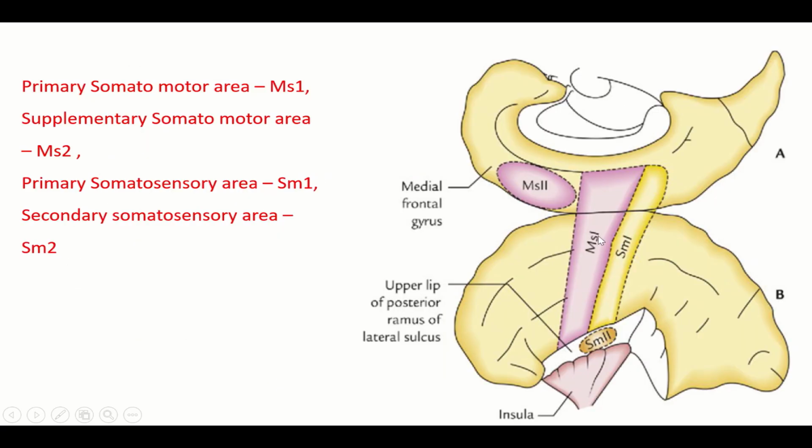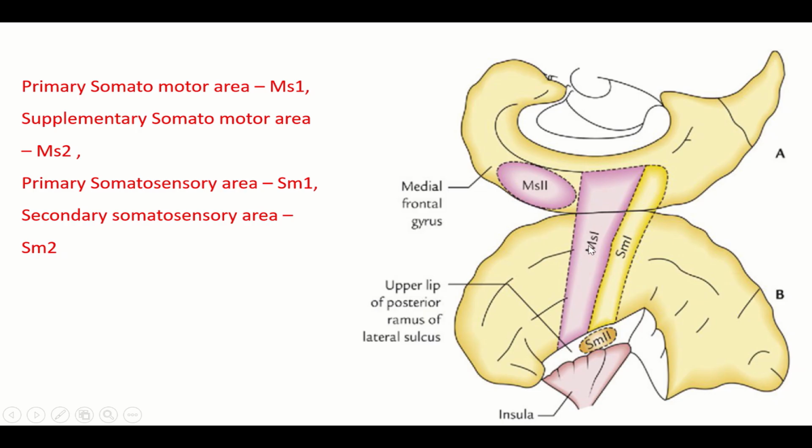You can see here, this is the primary somatomotor area, which includes the primary motor area and premotor area. Together they are called the primary somatomotor area, MS1. And this is the supplementary motor area, which is located in the medial frontal gyrus. Here you can see the primary somatosensory area in the postcentral gyrus, and the secondary somatosensory area in the upper lip of the posterior ramus of the lateral sulcus. So: primary somatosensory area, secondary somatosensory area, primary somatomotor area and supplementary somatomotor area.